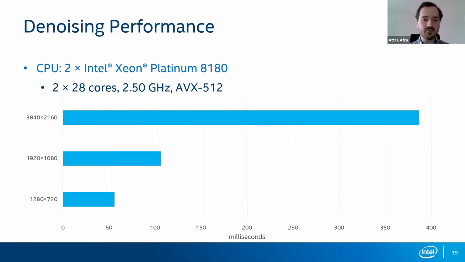Just a quick mention about the performance, just to give you a rough idea of the ballpark performance that Open Image Denoise can achieve. On a 56 core machine with AVX 512 support, it's possible to denoise a 4K image in around 400 milliseconds, a full HD image in around 100 milliseconds, and a 720p image in around 50 to 60 milliseconds. So given enough cores, it's possible to use Open Image Denoise for interactive applications as well.